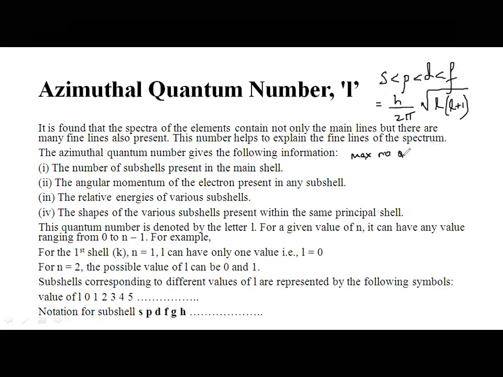Now this azimuthal quantum number tells the maximum number of electrons in the subshells s, p, d, f. What are the maximum number of electrons? It is given by 2 into (2l plus 1), or you can write it as 4l plus 2. Using this formula, in s subshell, how many electrons can be there? I'll show it here better.